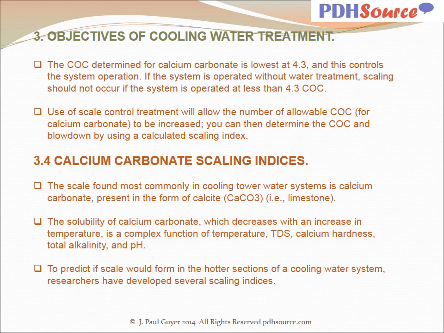For calcium carbonate scaling indices, the scale found most commonly in cooling tower water systems is calcium carbonate present in the form of calcite, calcium carbonate, limestone. The solubility of calcium carbonate, which decreases with an increase in temperature, is a complex function of temperature, total dissolved solids, calcium hardness, total alkalinity, and pH. To predict if scale would form in the hotter sections of a cooling tower water system, researchers have developed several scaling indices. Here we describe the predictive indexes that are used most commonly for cooling water.